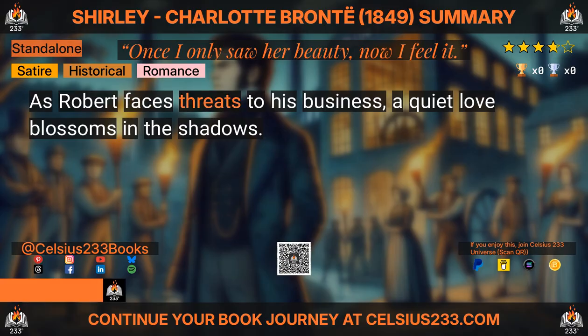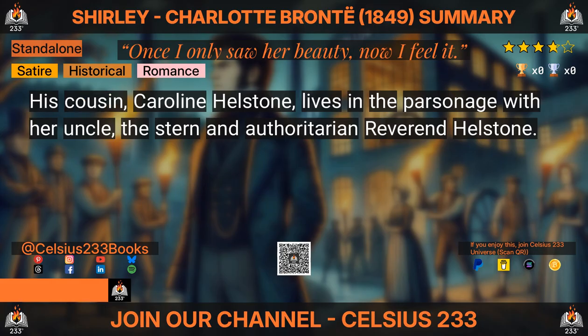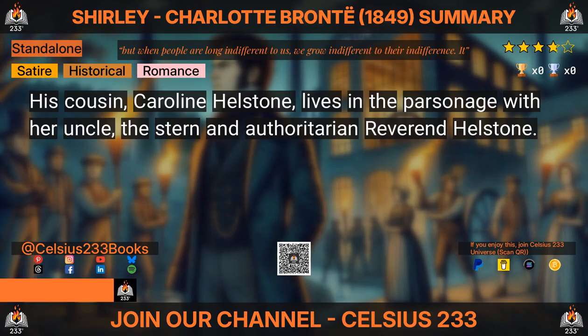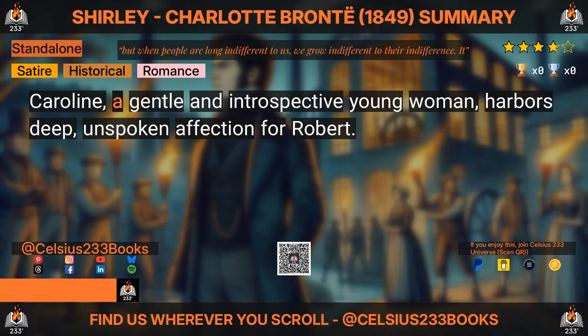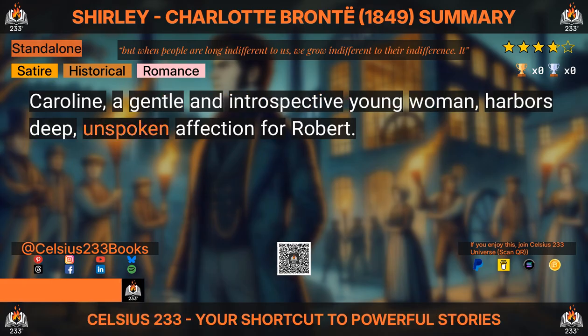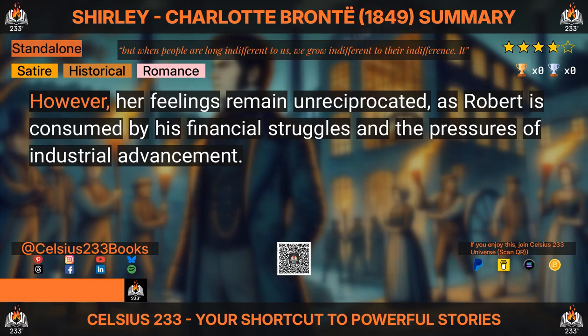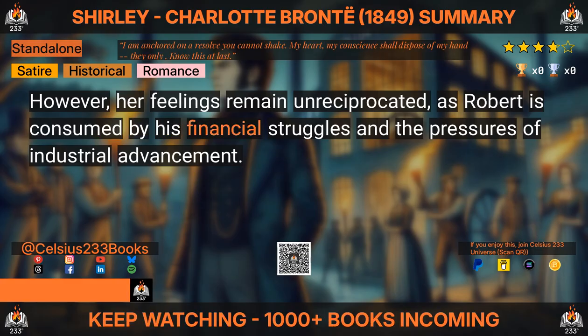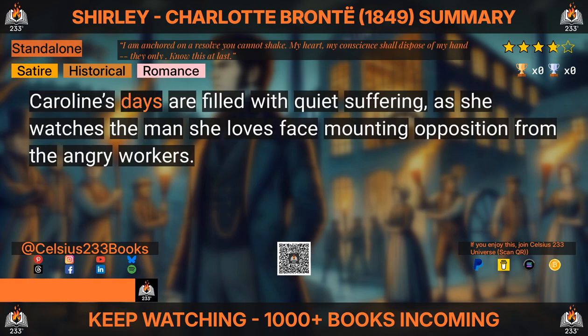As Robert faces threats to his business, a quiet love blossoms in the shadows. His cousin, Caroline Helstone, lives in the parsonage with her uncle, the stern and authoritarian Reverend Helstone. Caroline, a gentle and introspective young woman, harbors deep, unspoken affection for Robert. However, her feelings remain unreciprocated, as Robert is consumed by his financial struggles and the pressures of industrial advancement.